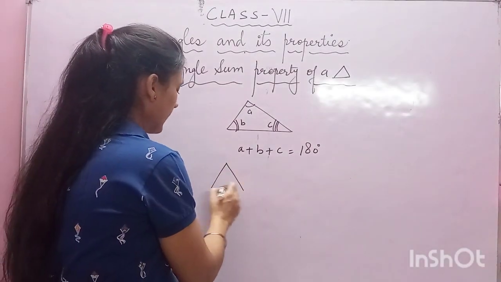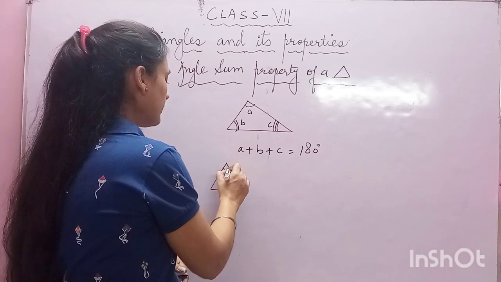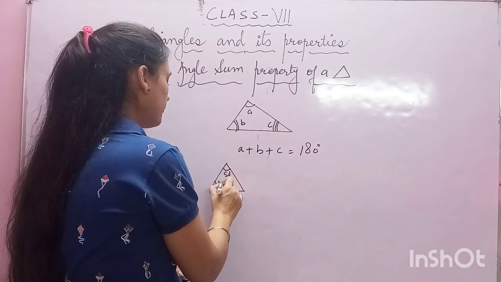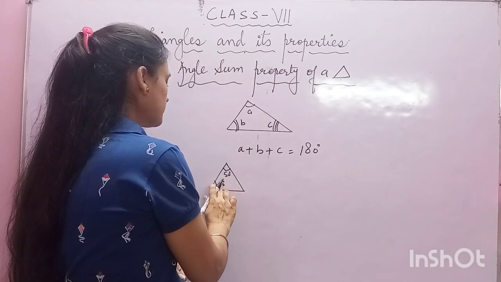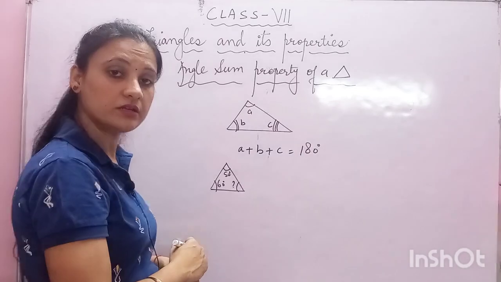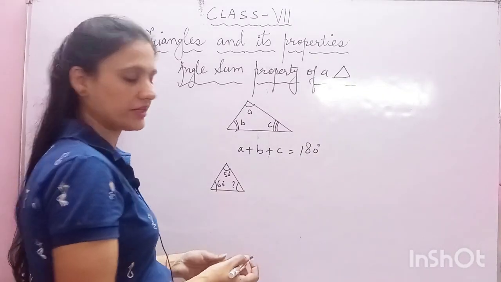They'll give you one triangle, right? They give you two of the angles. Suppose 50 degrees, here 40 degrees, or suppose 60 degrees, and they ask you to find out the other angle, right? These types of questions can come.